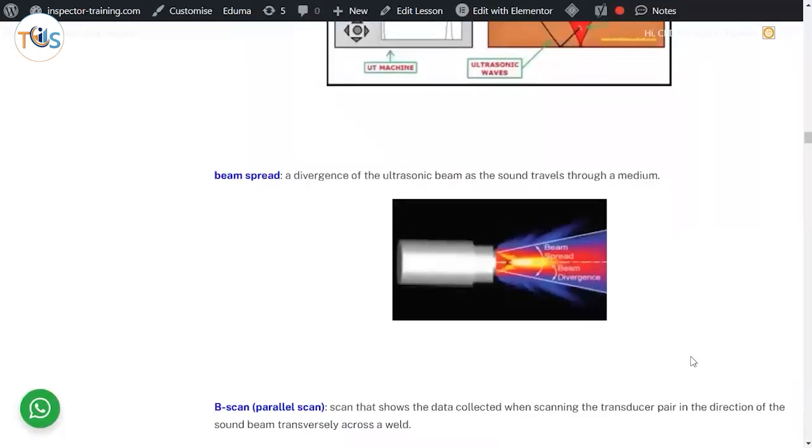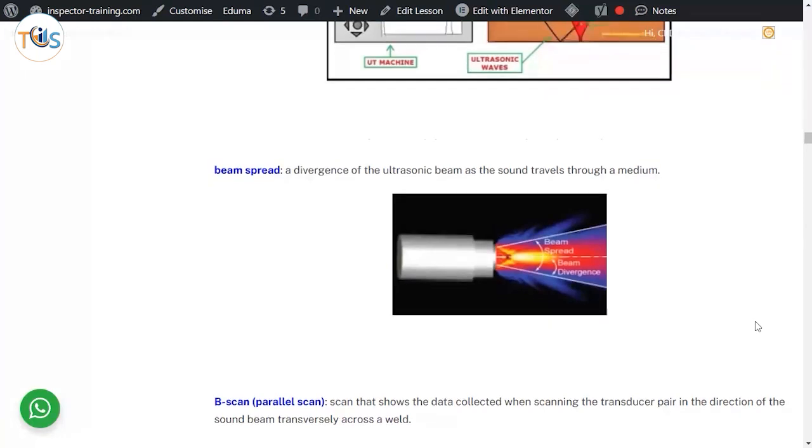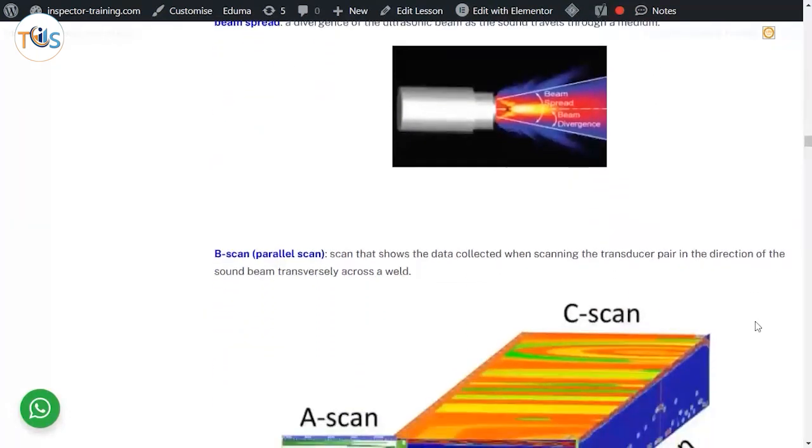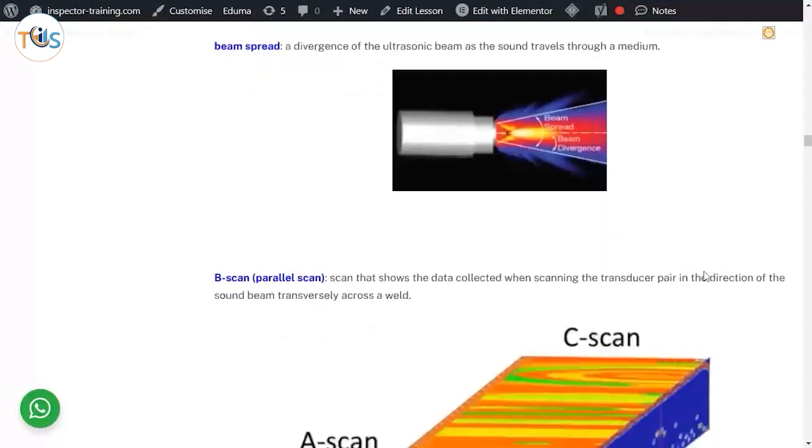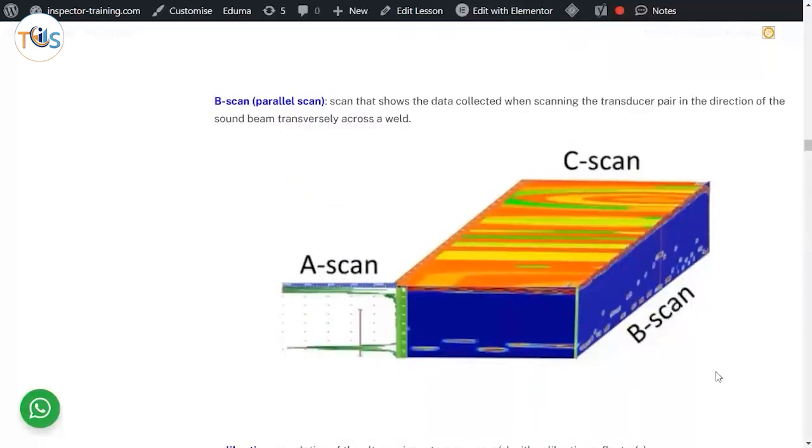Beam spread, the divergence of ultrasonic beam. As you can see, beam divergence is half of beam spread through a medium. So this is how the ultrasonic beam diverges. It's like a torch light. So you can always control the angle it's hitting. So that's called beam spread. And B scan, we'll explain.